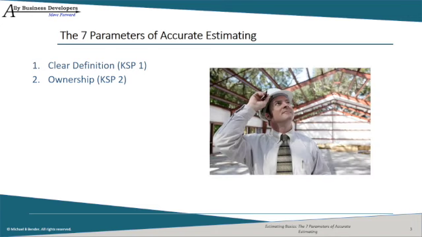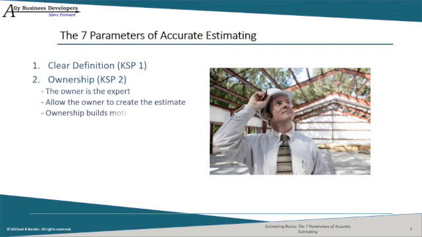The second is our second key success parameter: ownership. The most reliable estimate will come from the task owner. They are the experts. They know what it will take for them to create their deliverable. Allowing them to create the estimate generates ownership, and ownership generates motivation and pride.